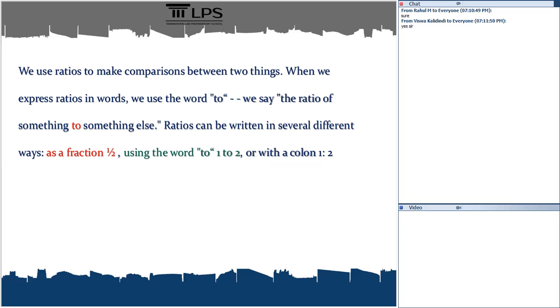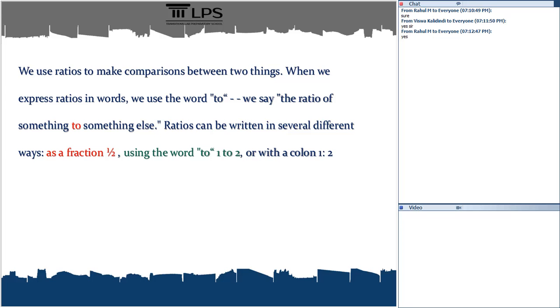Let us first see what a ratio is. We use ratios to make comparisons between two things. When we express a ratio in words, we use the word "to". We say the ratio is of something to something else. Ratios can be written in several different ways. It can be written as a fraction, so I can write it as 1/2. Using the word "to", I can connect two numbers, saying 1 to 2, or else I can use a colon, so 1:2. I think most students are familiar with this idea of ratios and how ratios are written.